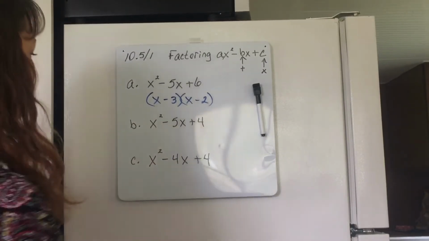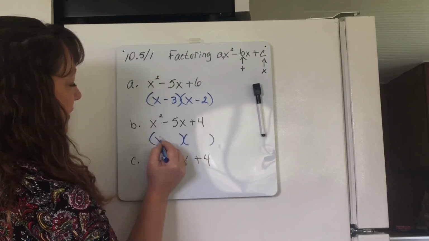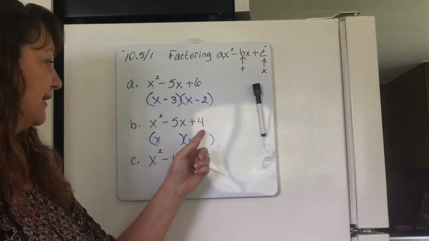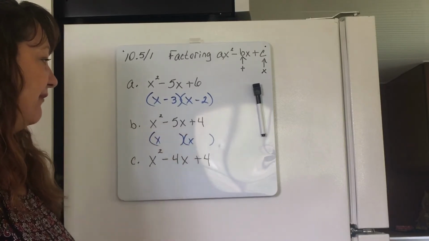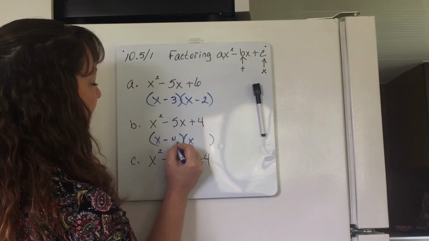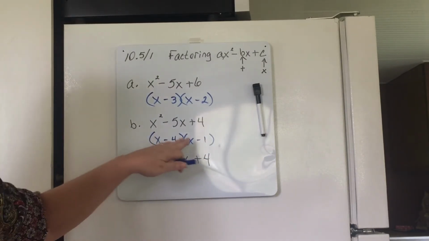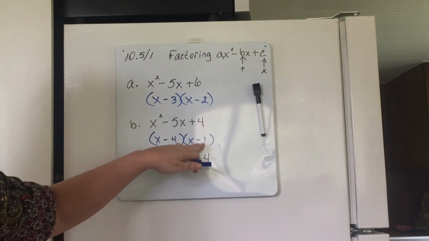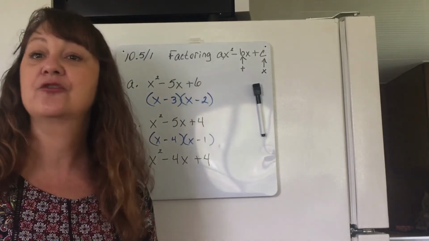Let's factor out this one. Once again, I'm going to factor that back out into the binomials. So, what multiplies to get me 4, but adds to get me a negative 5? How about a negative 4 and a negative 1? Negative times a negative is a positive, but negative 4 plus negative 1 is negative 5. So if you FOIL all that back out, it should work.